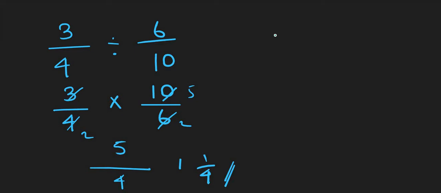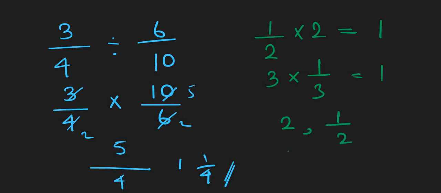Before doing that, we'll see what is meant by the reciprocal. 1 over 2 multiplied by 2 is 1. So 2 multiplied by its reciprocal is 1. 3 multiplied by its reciprocal is also 1. 3 into 1 over 3 is 1. Therefore, we can say the reciprocal of 2 is 1 over 2 and the reciprocal of 3 is 1 over 3.